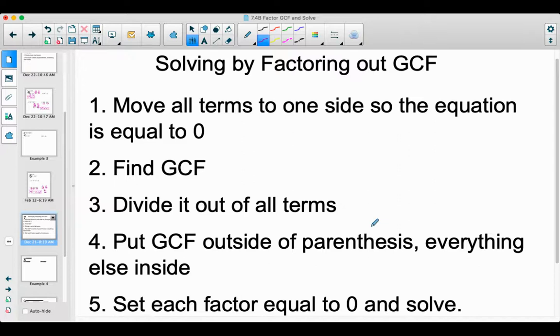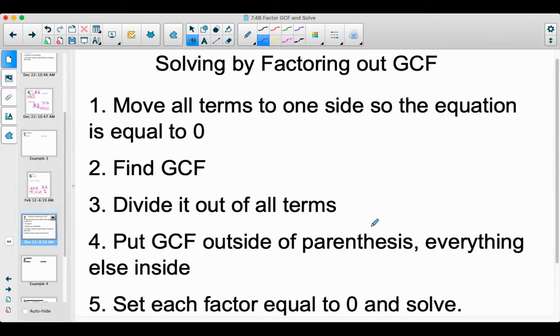Okay, now that we know how to factor out the GCF, now we want to learn how to solve once we have factored that out. So here are the steps to solving by factoring out the GCF, and I would pause this video and write them down in your notes.